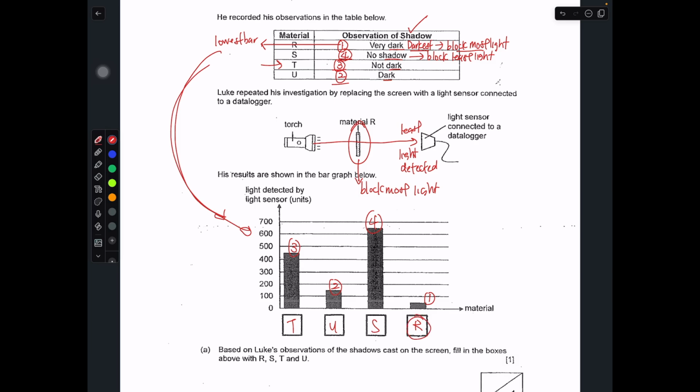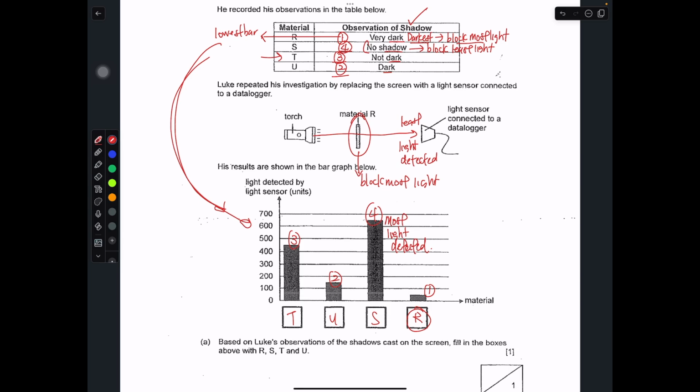If you don't see any shadow, it means that it blocked the least light. So chances are you have the most light detected. That's why you have the tallest bar. Or in other words, S allowed the most light to pass through.